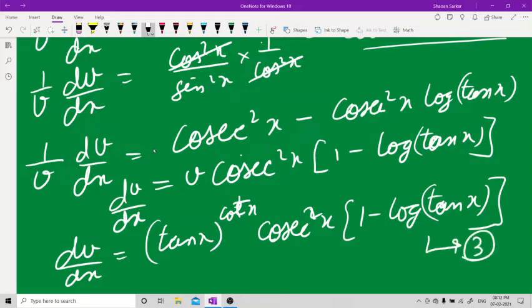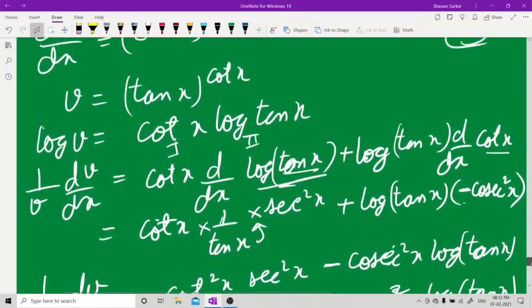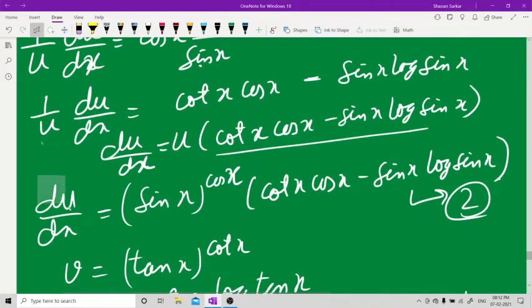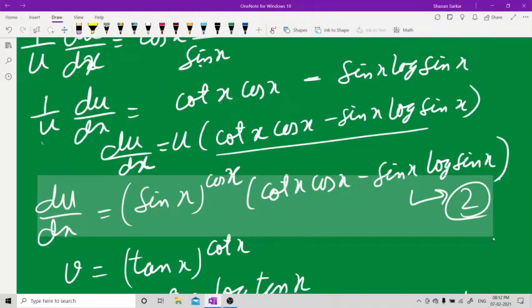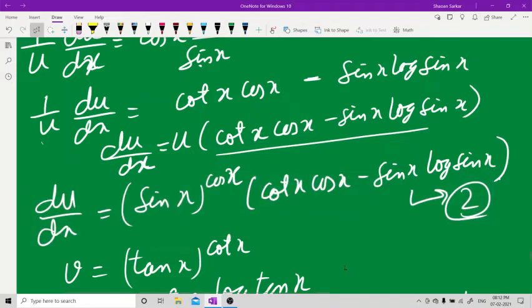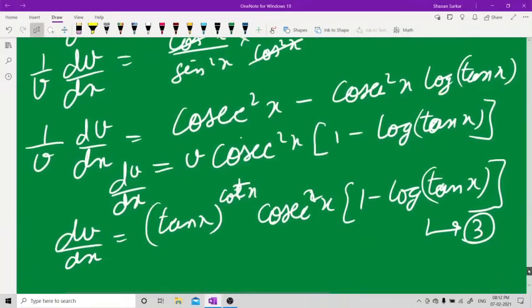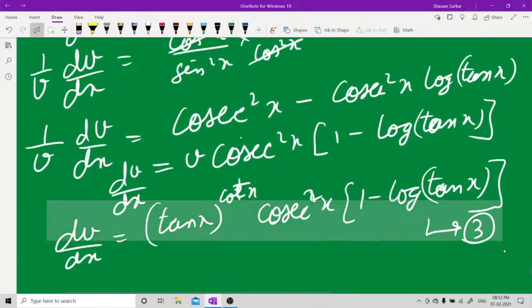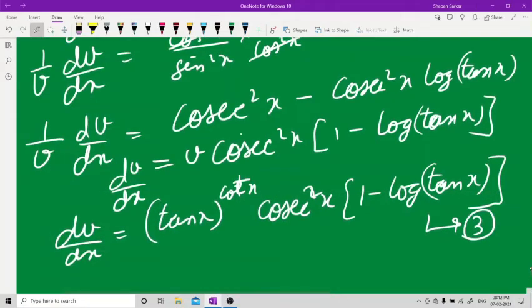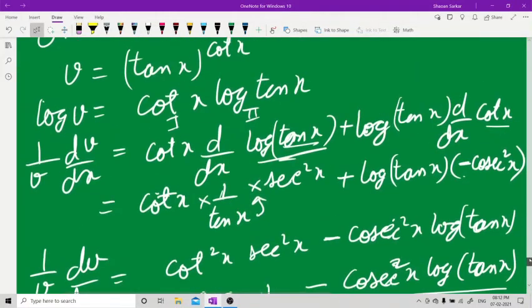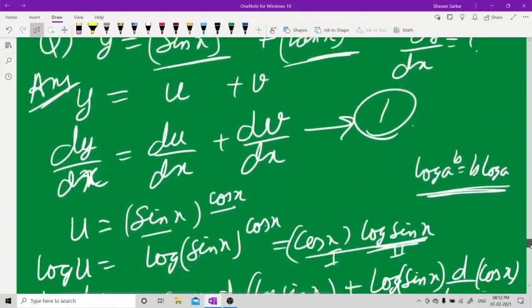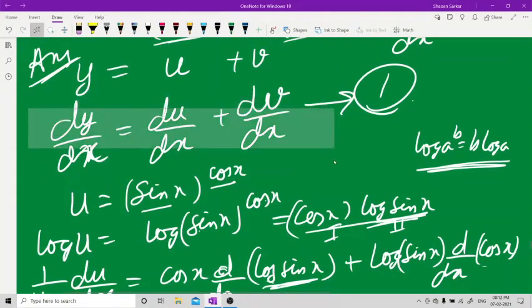Put equation 2 and 3 in equation 1. That means I'm talking about this equation, number 2 equation, this whole equation. You need to copy it, and you need to take this equation also. These 2 equations I'm talking about, you need to put them in equation 1. Where is equation 1? Here it is. In this equation you need to put it.